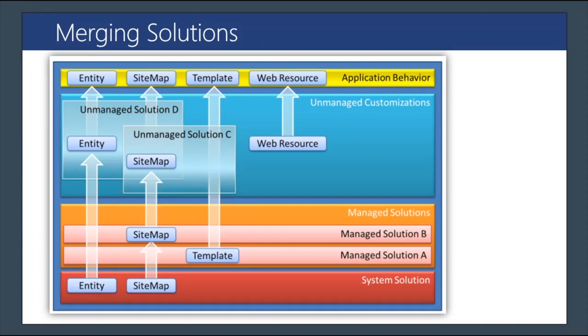So the entity that existed in the system solution is changed in unmanaged solution D. The sitemap you see here is changed from the default sitemap in managed solution B, and then there are more changes in unmanaged solution C. So the sitemap that you see is the sitemap from unmanaged solution C. And then managed solution A added a template. That template is what is seen at the application level, and then of course a web resource is added in the unmanaged customizations. It just sits in the pool, and that's what you see at the application level.